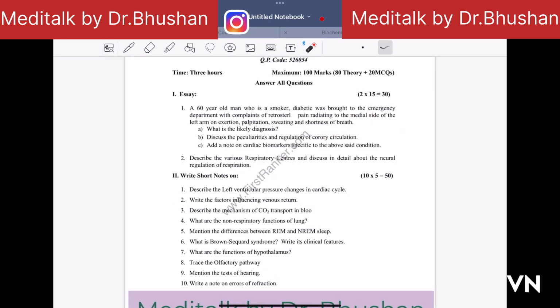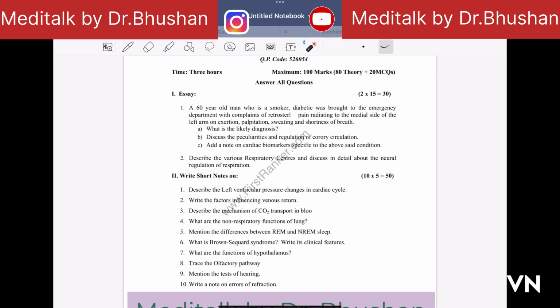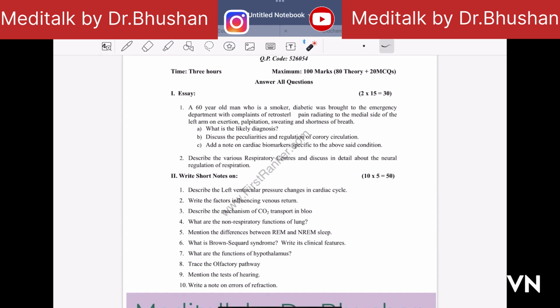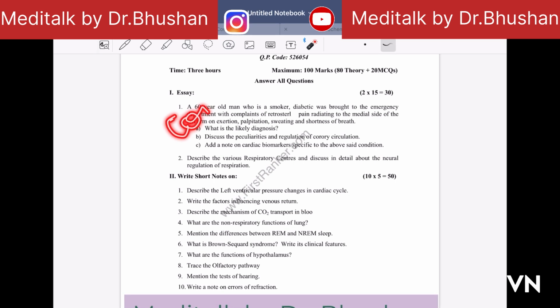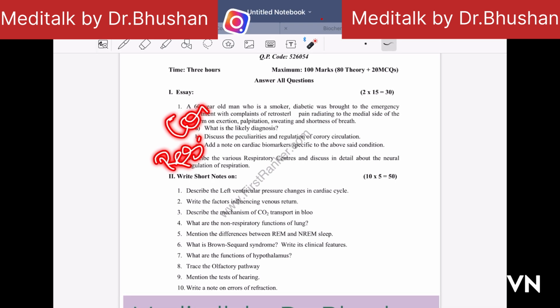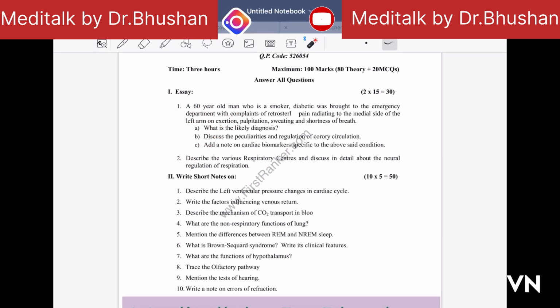Second, describe the various respiratory centers. Discuss in detail the neural regulation of respiration. First is cardiac and second is respiratory. Both systems are covered. This is an important question.